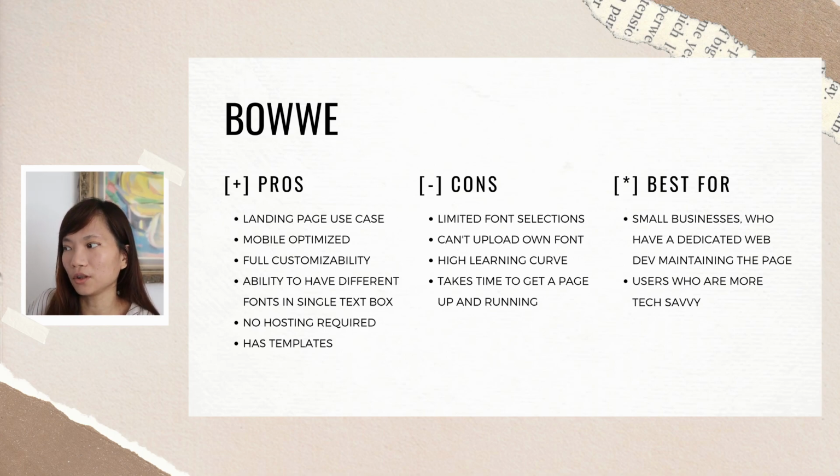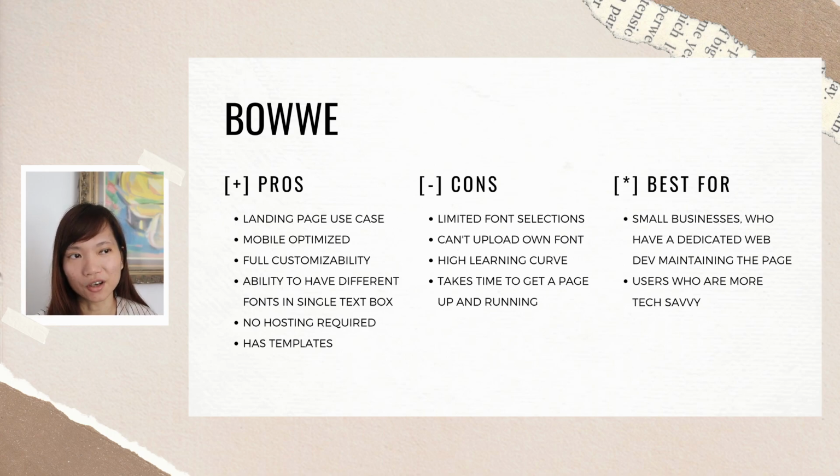And then something that I really love about Bowie that's not really doable with something like WordPress and Elementor is that you can actually, within the same text block, use different font types. So you can have, you know, a sans serif, and then you can select a word that you want to emphasize, and then you can make that word a different font, which is really cool. You can't do this with a lot of other builders, so I think they really thought about how people are going to use the builder to create a page.